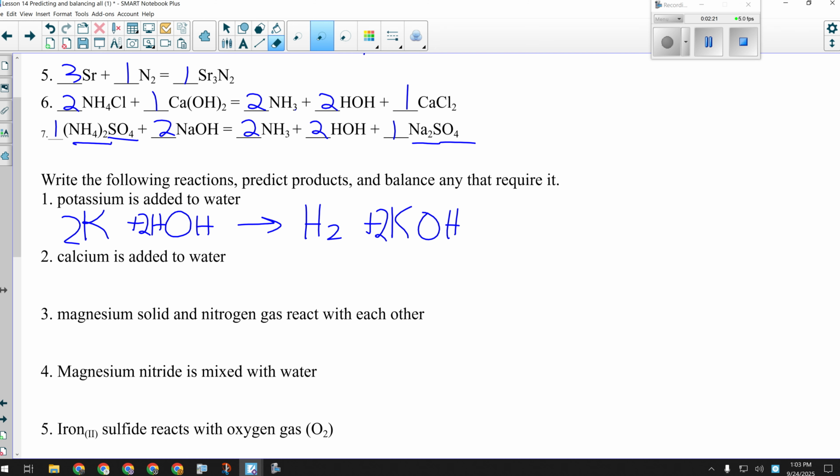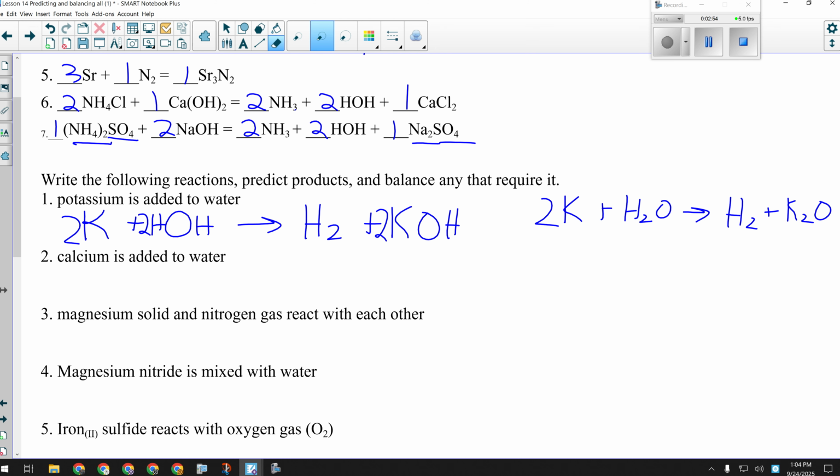But you may have also written it this way. Which is also absolutely correct. Both of those things do actually happen when potassium is added to water. So, if I were to give you one like that on a quiz or a test, both reactions would be marked correct, as long as they were balanced correctly.